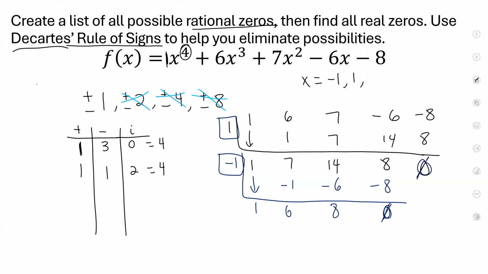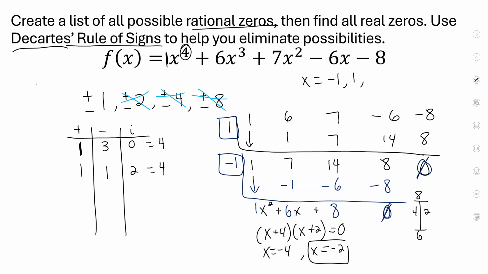All right, I'm just going to go ahead and factor this. I'm not going to keep doing synthetic division. I'll do an eye chart. 2 numbers that multiply to 8 but add to 6 are 4 and 2. So these are x plus 4, x plus 2. If you set them both equal to 0 and solve, you get -4 and -2.